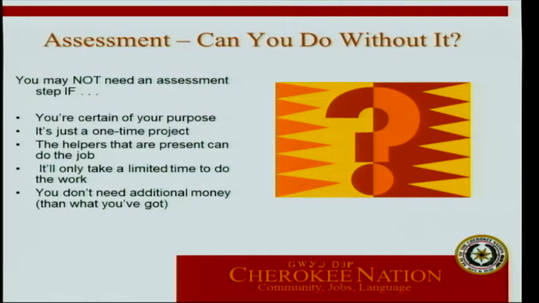If you've got a particular purpose for an action, or it's a one-time thing, you're going to do it once, or you've got all the help you need, all the volunteers you need to do this thing, you've already got. All the money that you're going to need to do this thing, you've already got. So, how many people have ever run into that problem? Where you've already got everything you need to do it. Yeah, it don't happen very often.